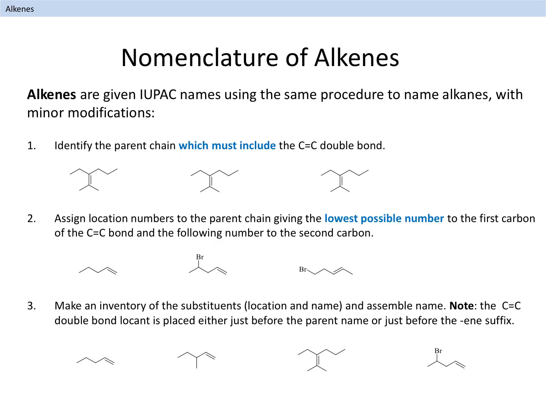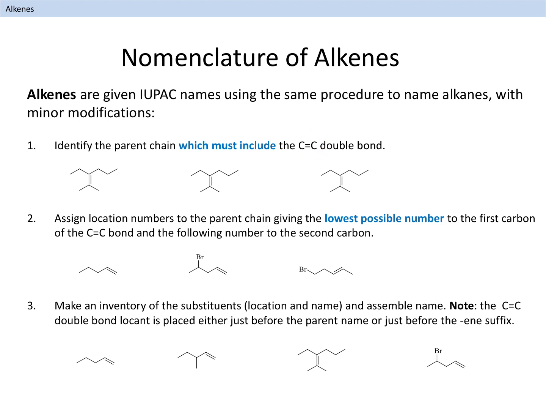Recall that naming an alkane, or an alkyl halide, requires 3 discrete steps. Alkenes are named using the same steps, with the following additional guidelines. First, as before, we need to identify the parent chain. For alkenes, we follow the same procedure, with the caveat that the parent chain must contain the C=C double bond.